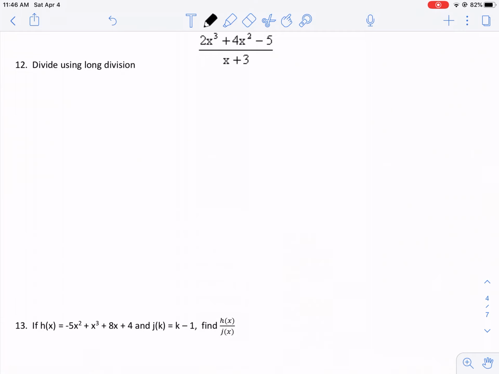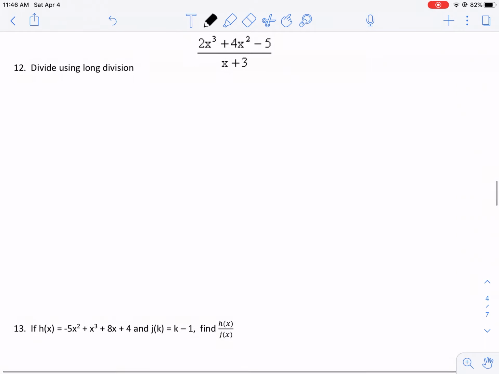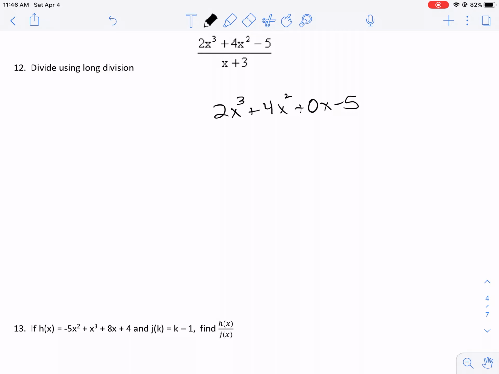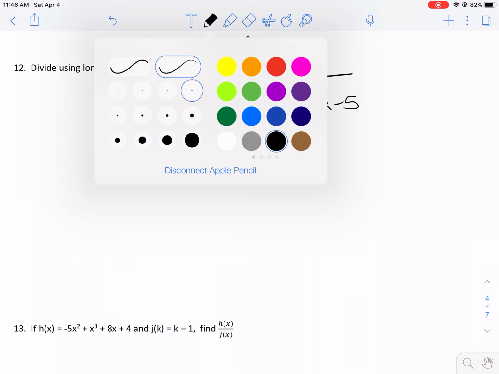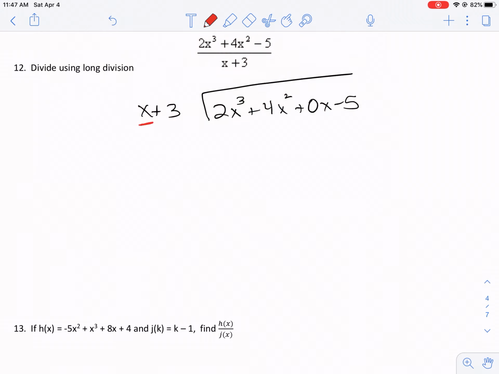Number 12, divide using long division. So they're coming out and telling me I have to use long division, so I have no choice. I do realize that not all of my terms are there, so I'm going to put in a 0 term for the x, and I'm dividing by x plus 3. So what do I need to multiply x by to get a 2x cubed? I need a 2x squared.